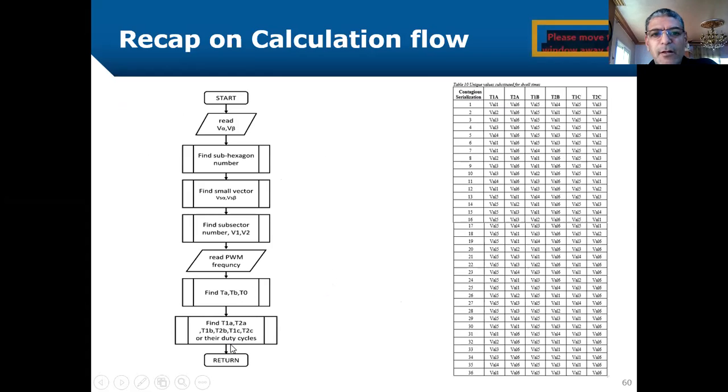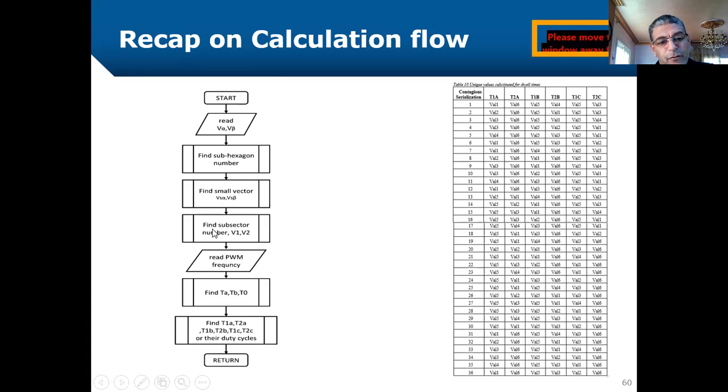So, to recap, what we will do to reach this implementation is we read V alpha, V beta of the reference space vector. We find the sub-hexagon number from V alpha, V beta using the phase voltage. We convert V alpha, V beta to VA, VB, VC, and using the logic I mentioned earlier, we get the sub-hexagon number. And then we find the small vector Vs alpha, Vs beta by subtracting the V alpha and V beta from the offset for each sub-hexagon.